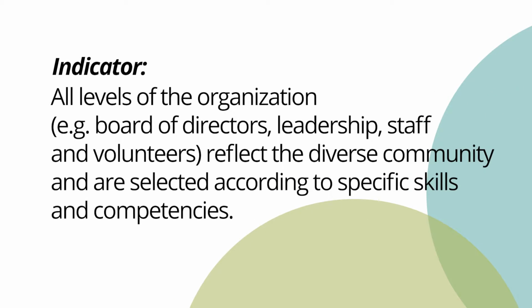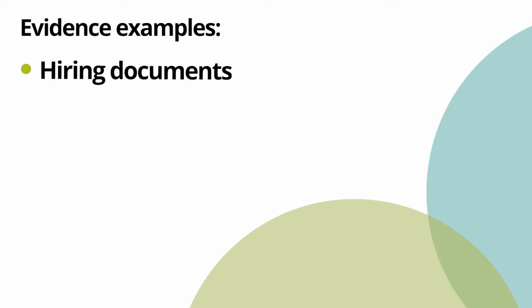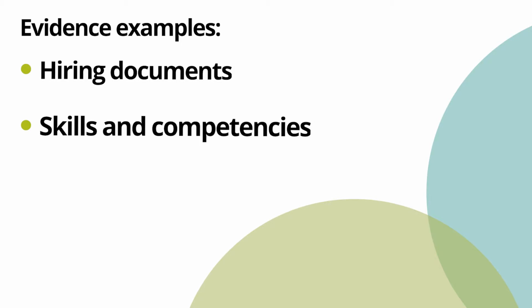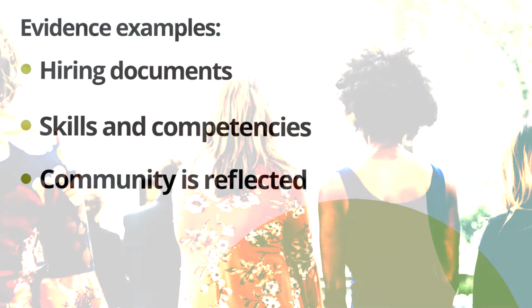Indicator: all levels of the organization, e.g. board of directors, leadership, staff, and volunteers, reflect the diverse community and are selected according to specific skills and competencies. Evidence examples: hiring documents. Job position postings and hiring documents state equity and inclusive hiring practices. Skills and competencies. Human resources practices and policies reflect that both recruitment and advancement of all people within the organization are based on skills and competencies, and not on favoritism or appearance. Community is reflected. The personnel within the organization reflect a range of diverse individuals, also reflected within the community.